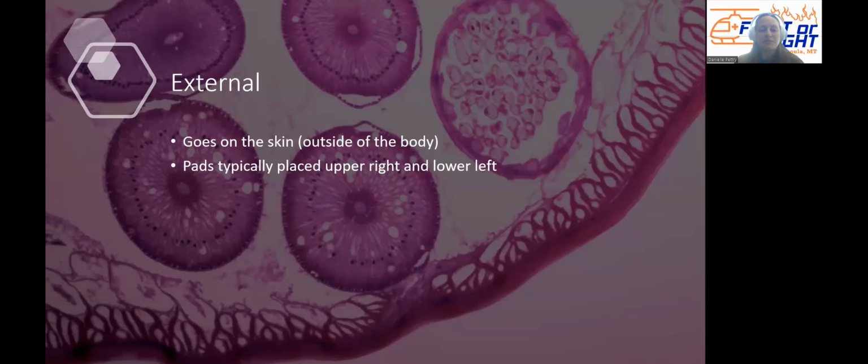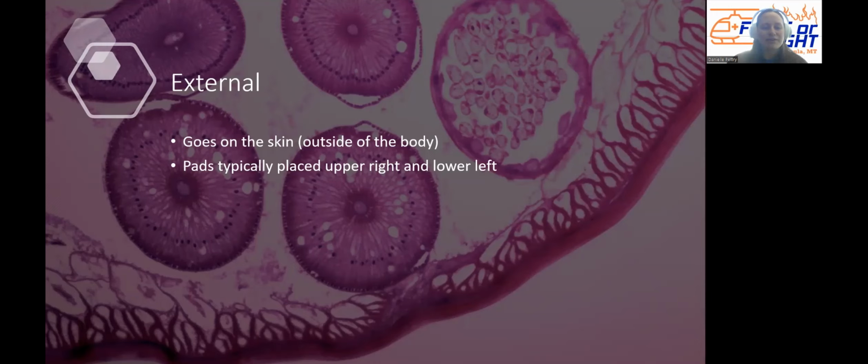Typically, one of the pads is going to go on the upper right chest, up above the right breast, way up really high, almost to the shoulder. And the other one's going to go on the lower left, all the way around the side, on the rib cage, really on the side of the body, down below the left breast, around on the lateral placement there.